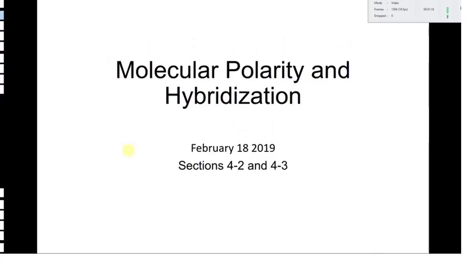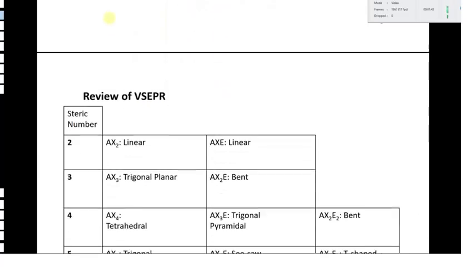So we're going to continue today with Chapter 4. We started last time introducing the first major topic in Chapter 4, which is VSEPR, the approach that we use to determine the three-dimensional shapes of molecules. Today we're going to talk about one of the consequences of that three-dimensional shape, which is molecular polarity, and then we're going to start discussing how these different shapes are formed via overlap of atomic orbitals to form chemical bonds. All right. So here's a review of what we did last time.